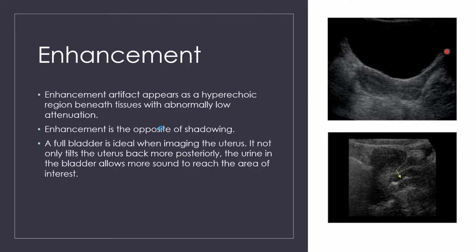And so enhancement artifact appears as a hyperechoic region beneath tissues with abnormally low attenuation. Another word here, attenuation, means the dampening or weakening of the sound. Okay, so because the bladder here is full of fluid, full of urine, there's not as much attenuation or weakening of the sound, so it makes what's beneath it brighter.